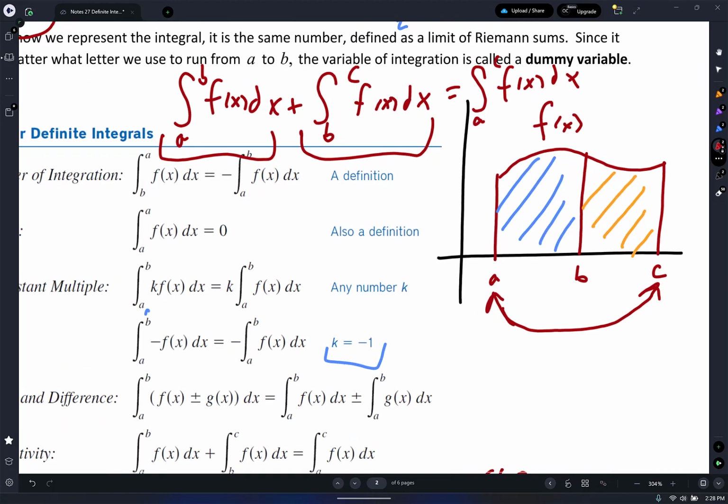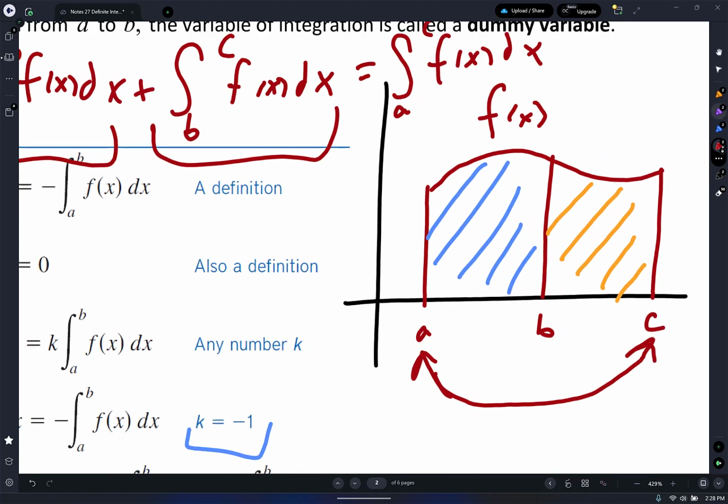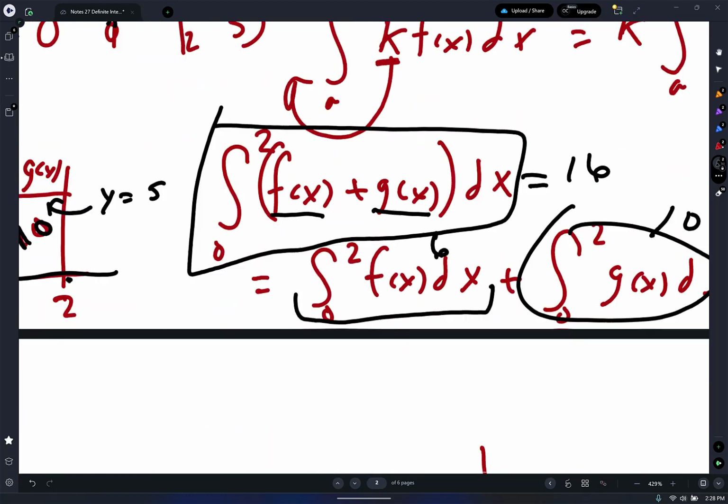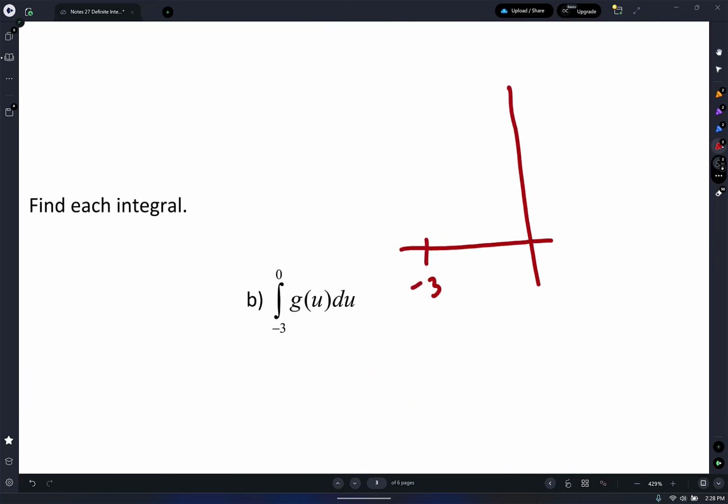So check it out, Espinosa. If I add this stuff in sky blue from A to B, and I add this in burnt orange from B to C, is that the same thing as this that I'm shading in black from A all the way to C? Yeah, that's all. We're just adding the stuff in sky blue and the stuff in burnt orange, and we're saying that we can just write it as one integral from A to C. Okay, perfect.